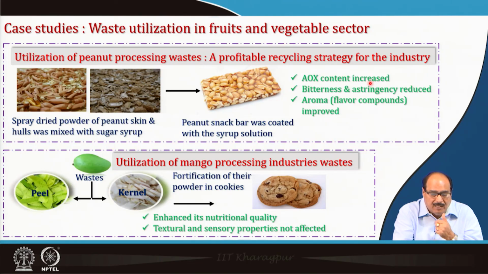Similarly, in mango processing industries, the wastes, the peel and the kernel, are used for fortification of powders and cookies, that is mango peel powder or mango kernel powder. Mango kernel has very good quality butter, very good quality triglycerides, that can be extracted and used as a good substitute in the confectionery industry and others. So, it is used for enhancing the nutritional quality, while textural and sensory properties, of course, are not affected.